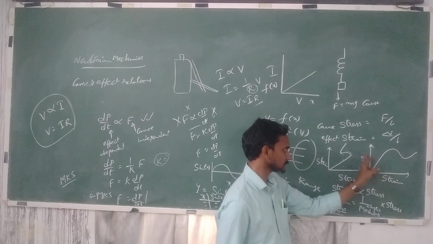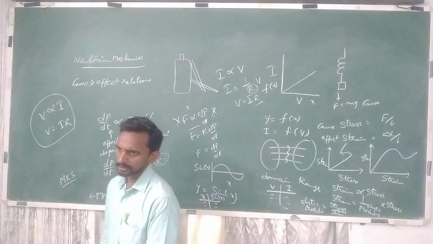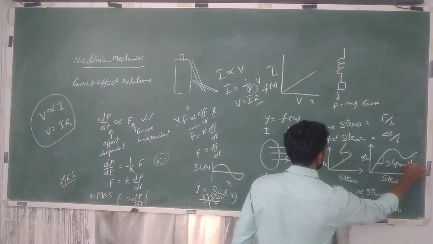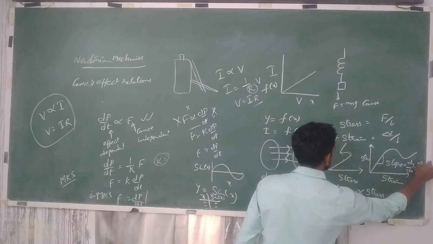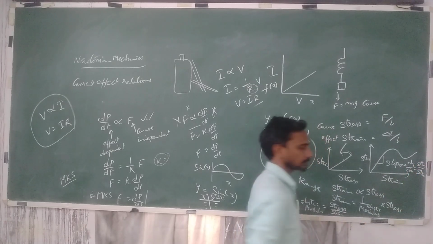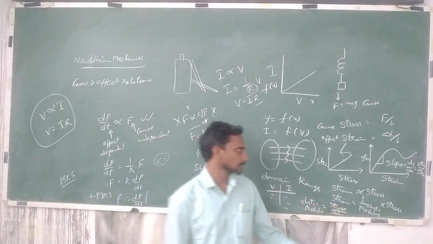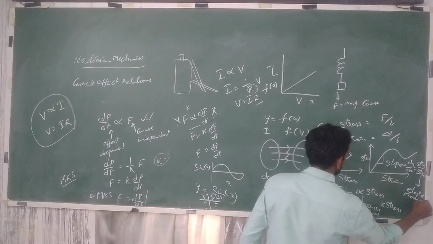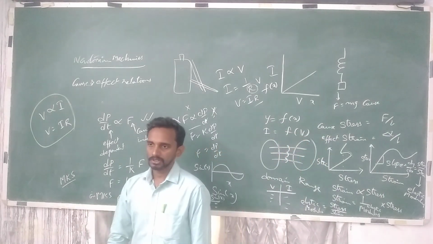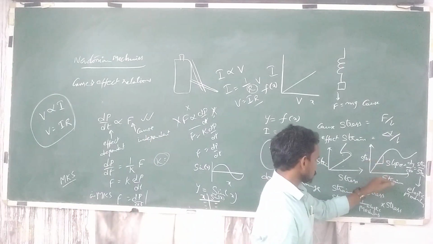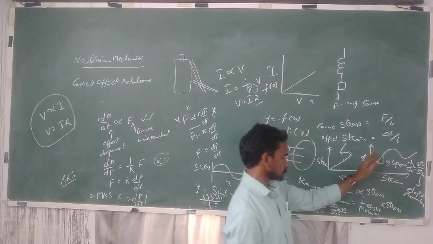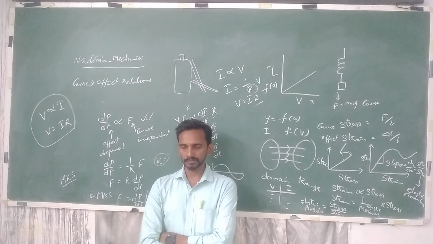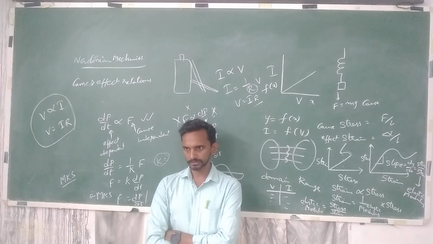So if you take the slope of this graph, what do you get? Slope is dy by dx, which is stress by strain, which is directly equal to the elastic modulus. So if you plot the graph by taking strain along the x-axis and stress along the y-axis, the slope of the curve directly gives you the elastic modulus. That is actually a parameter required for engineers.